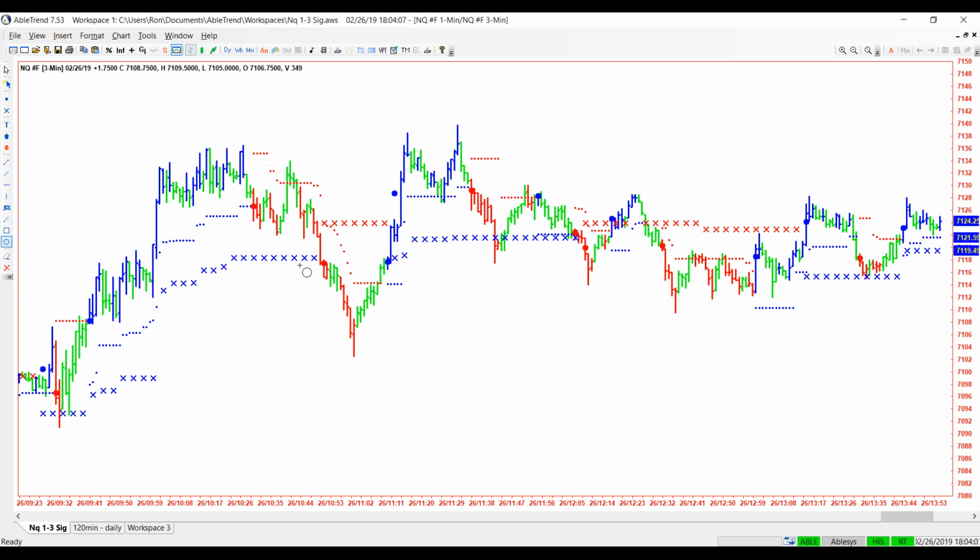But the best part of these no trade zones, when you got the red dots above, that's resistance. You got the blue X's below, that's support. On the 3-minute chart, look how it keeps us out of a lot of trouble.